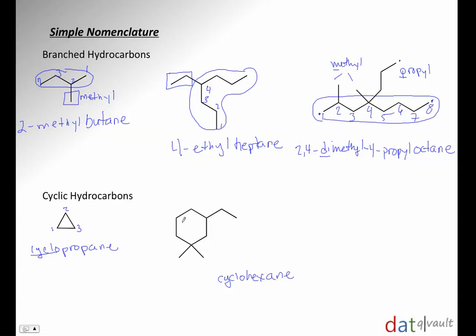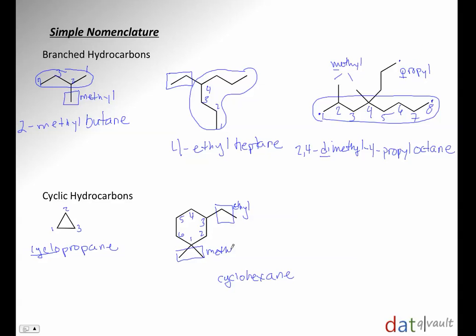So we start numbering the cycle as we would a linear chain, so that the substituents are given the lowest number. If we start numbering from this carbon, we have 2 substituents on the 1 carbon and 1 substituent on the 3 carbon, giving us the lowest overall number. This here is an ethyl substituent because it has 2 carbons.